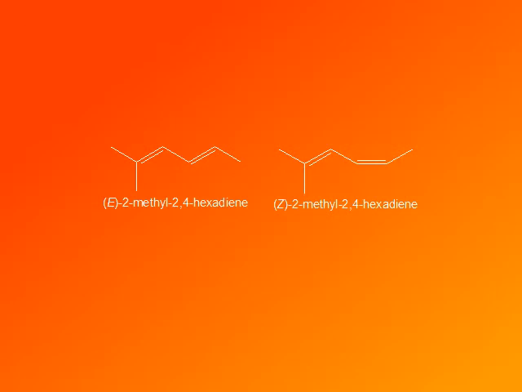So, for example, when it comes to naming isomeric 2-methyl-2,4-hexadienes, we can name them as either E 2-methyl-2,4-hexadiene or Z 2-methyl-2,4-hexadiene, depending on which isomer we want to name.